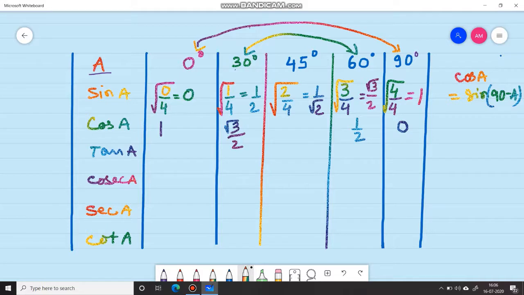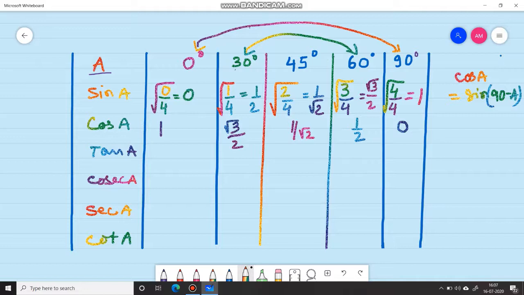Now sine 45 will be equal to cos 45, 1 by root 2. The reason is, if you put 45 for A, cos 45 will be equal to sine 90 minus 45, that is sine 45. Therefore cos 45 will be equal to sine 45.